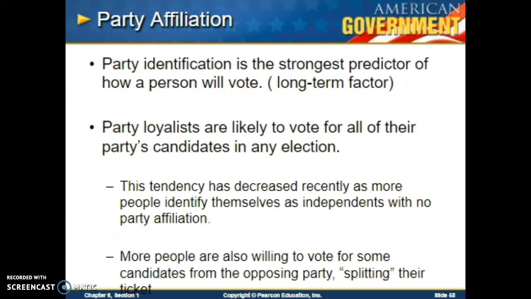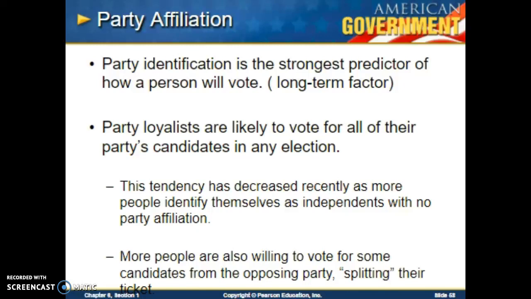Party affiliation. Party identification is the strongest predictor of how a person will vote. Party loyalists are likely to vote for all of their party's candidates in any election. So party identification or affiliation is whether you are a Democrat, Republican, Independent, member of the Green Party, Constitution Party, and so on. This tendency has decreased recently as more people identify themselves as independents with no party affiliation. More people are also willing to vote for some candidates from the opposing party, splitting their ticket. The majority of Americans identify with one or the other major parties early in life, and this may never change. They support that party election after election with little or no regard for either the candidates or the issues.